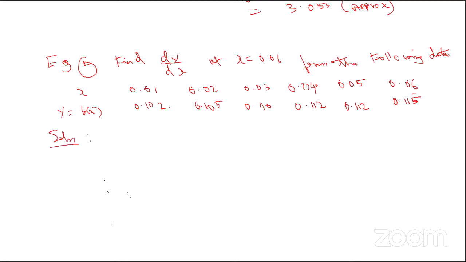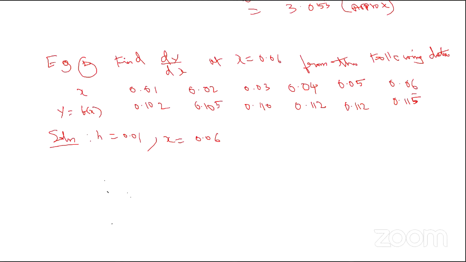So, solution. Here h equal to 0.01, because 0.02 minus 0.01 is the class interval difference. Then we have to find dy by dx at x equal to 0.06. So here x equal to 0.06, the end of the tabular data.